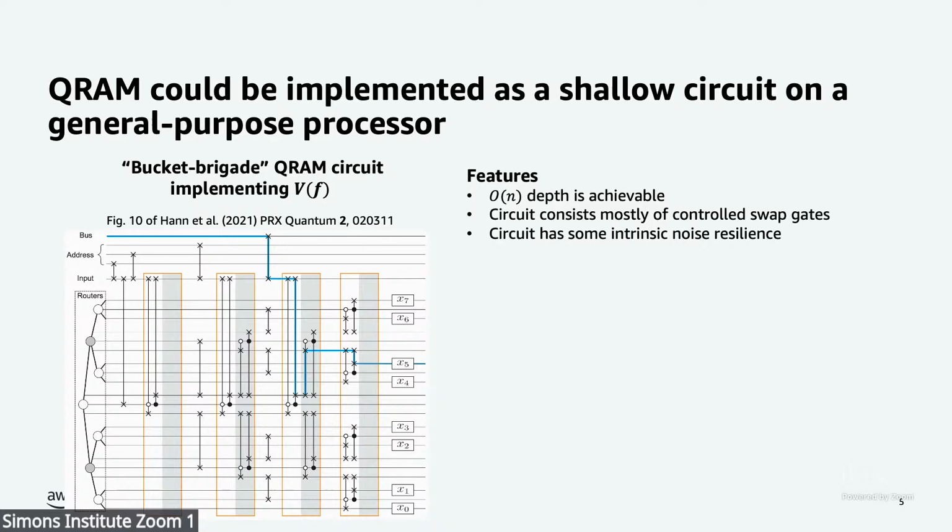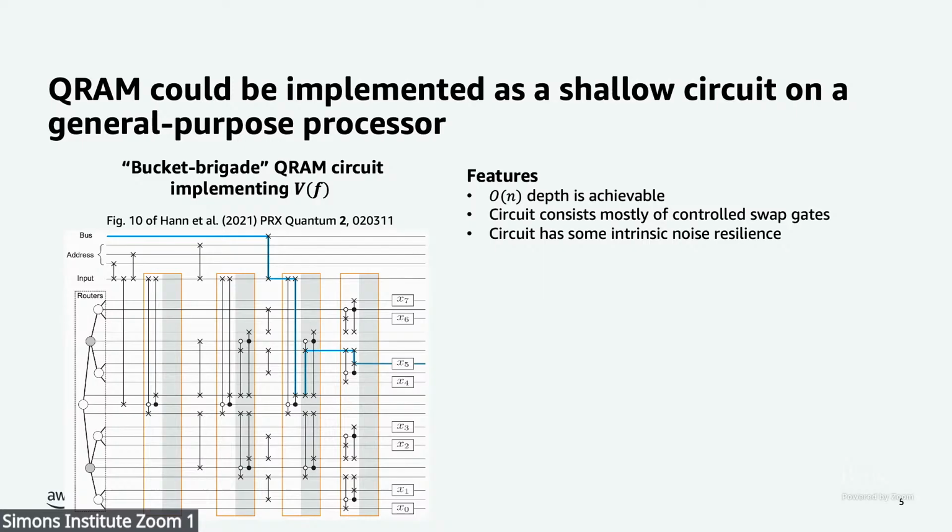You'll also notice some features of this circuit: it consists almost entirely of controlled swap gates, which are non-Clifford gates, but not alone capable of universal computation. It also has a certain property, which I won't get into, a noise resilience property, which is quite important for the story of QRAM.